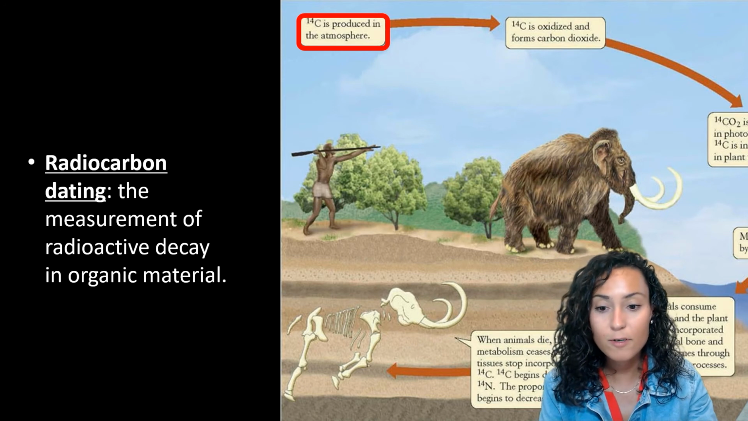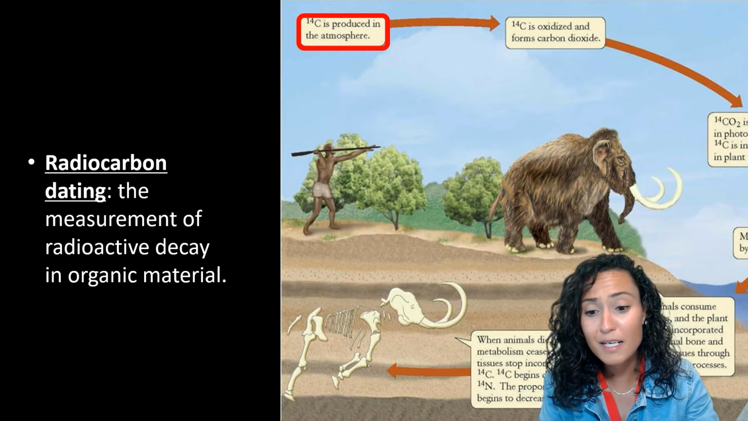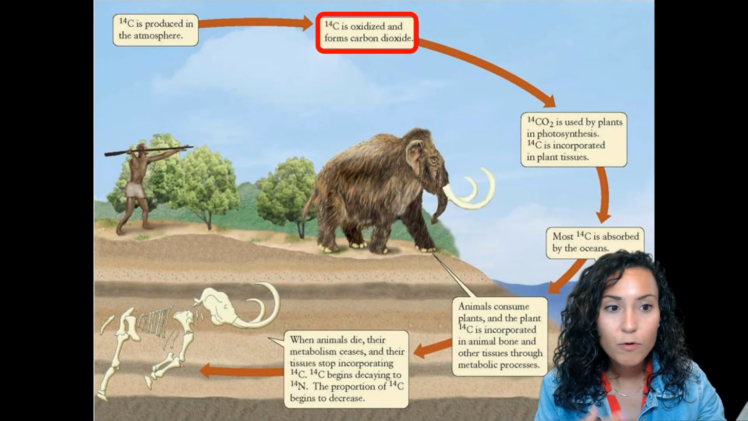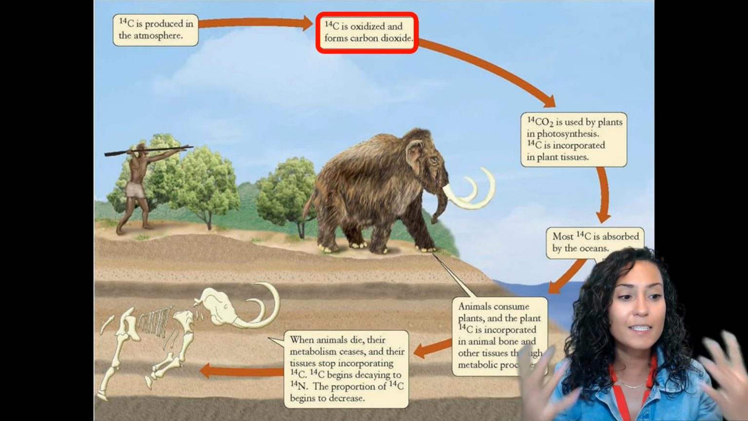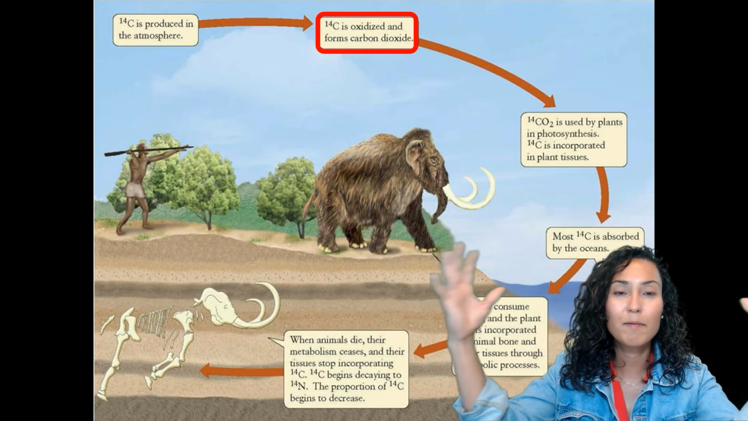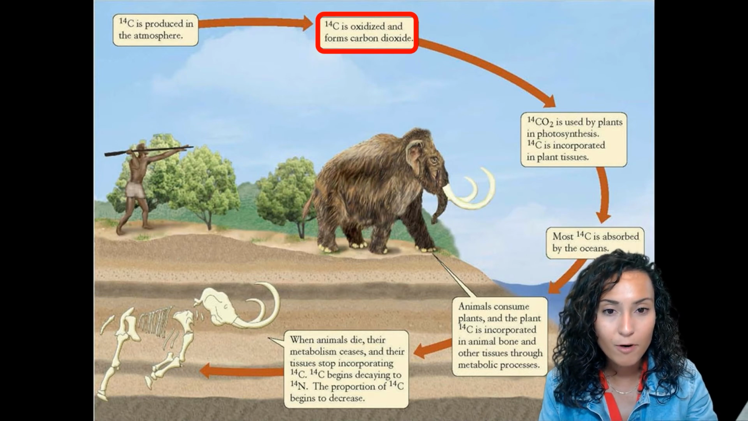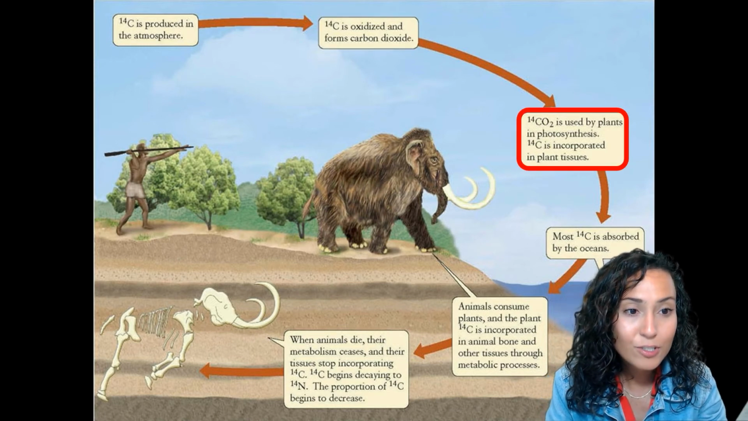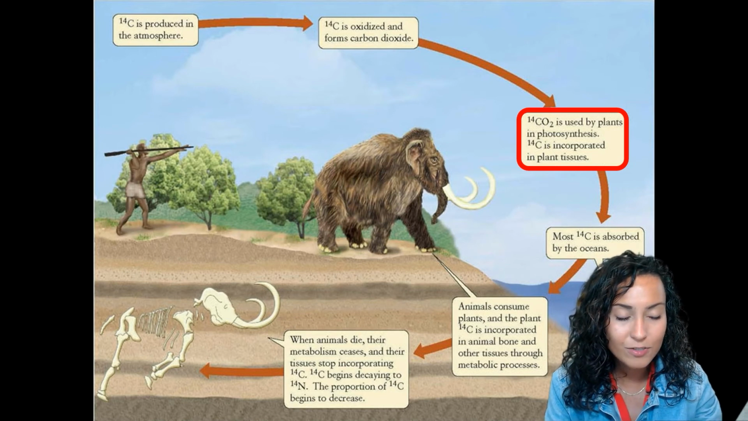Radiocarbon refers to carbon-14, which is an isotope of the carbon element. Carbon-14 is a pretty unstable and weakly radioactive type of isotope, so it's really good for measuring decay. The first thing that we look at in terms of radiocarbon production is that by breathing, by existing, we produce carbon-14 that's circulating around us in the atmosphere. Over time, carbon-14 is oxidized and forms carbon dioxide. Carbon dioxide is used by plants in photosynthesis, and carbon-14 is incorporated into plant tissues.